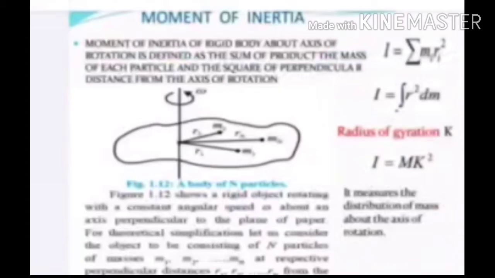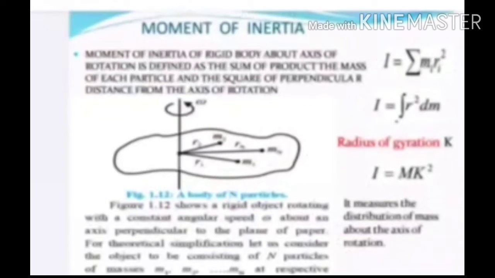Now see the diagram. In the diagram, a rigid object is considered. This rigid object is rotating about an axis with a constant angular speed omega. This axis is perpendicular to the plane of the paper.